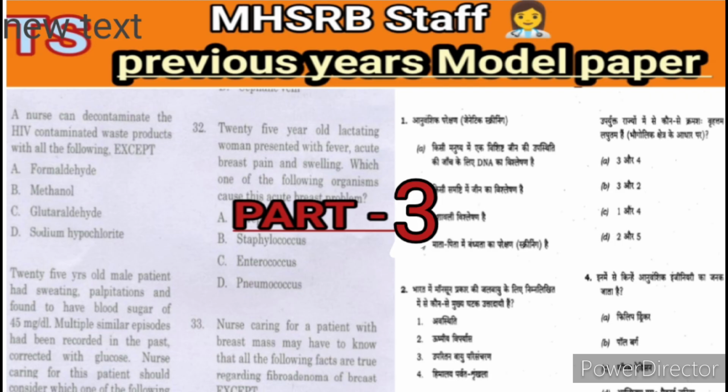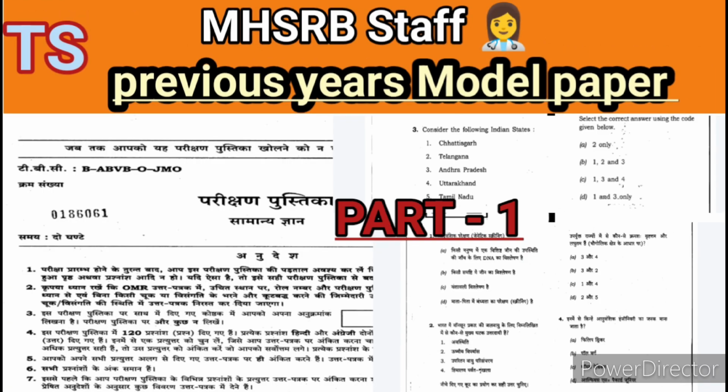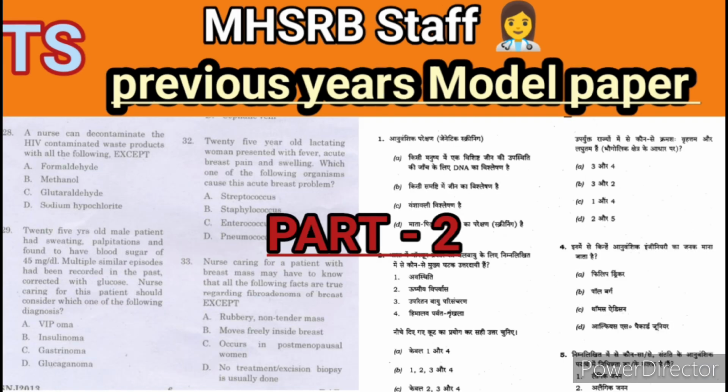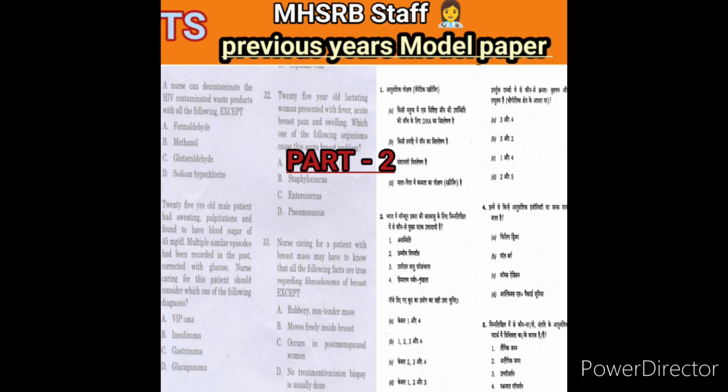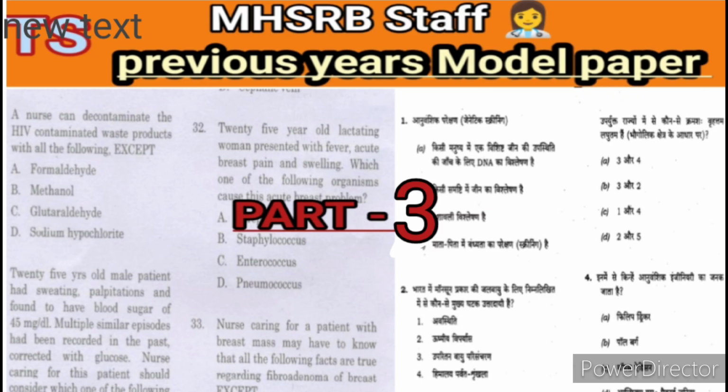Today we are going to discuss the continuous topic part 3 from the previous year model paper. We already discussed continuous 60 questions of the previous year's model paper in part 1 and part 2. Now we are going to discuss part 3, from question 61 to 100. 40 questions we will cover in this video. We will discuss them in detail.